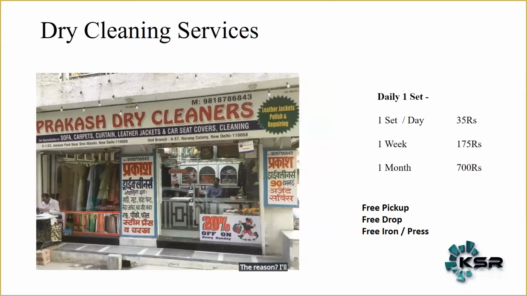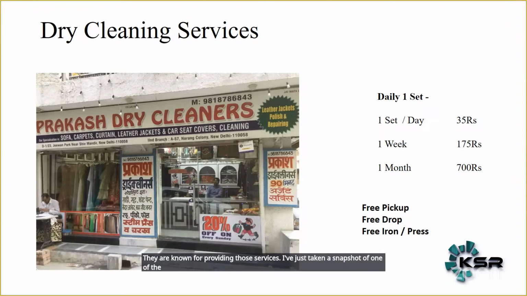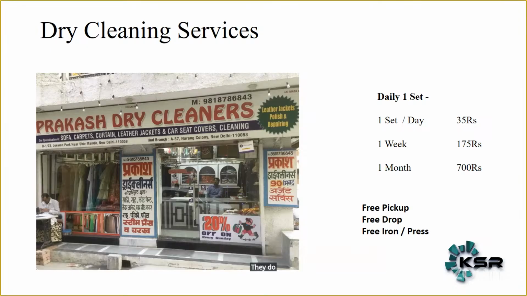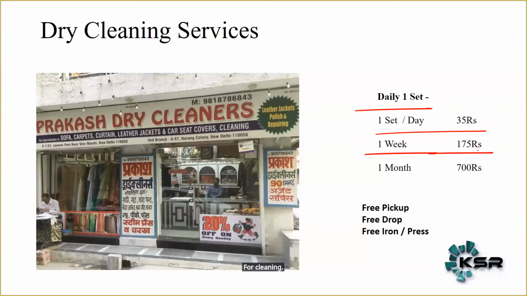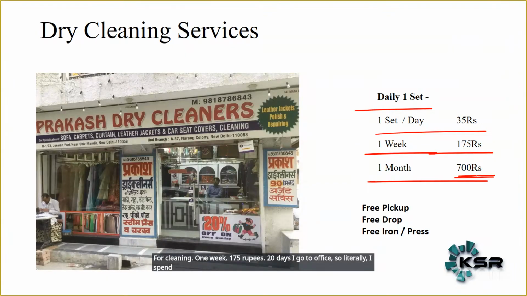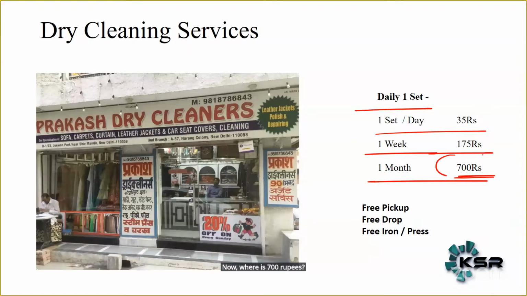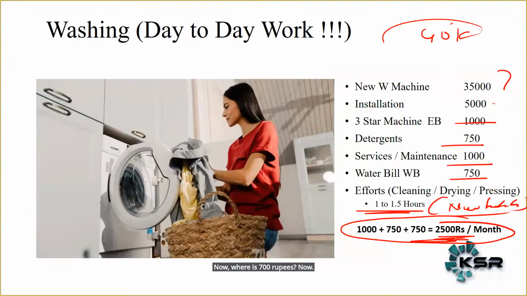I give it for dry cleaning. They are known for providing those services. I've just taken a snapshot of one of the dry cleaners. They do everything for you. Daily one set, 35 to 40 rupees is the price of one dress for cleaning. 1 week, 175 rupees. 20 days I go to office. So literally I spend 700 rupees per month. Now, where is 700 rupees? Now, where is 2,500 rupees?